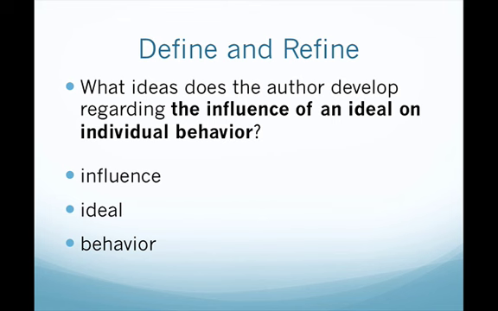So let's take a look at the question and how we proceed. The question was, what idea does the author develop regarding the influence of an ideal on individual behavior? There's quite a bit to deal with in here, and the best place to begin is to define and refine. We're going to go to a dictionary and a thesaurus and define these keywords, influence, ideal, and behavior. And they're also then going to go to a thesaurus and find synonyms for them.